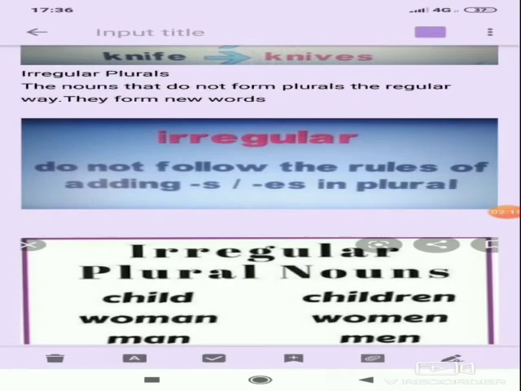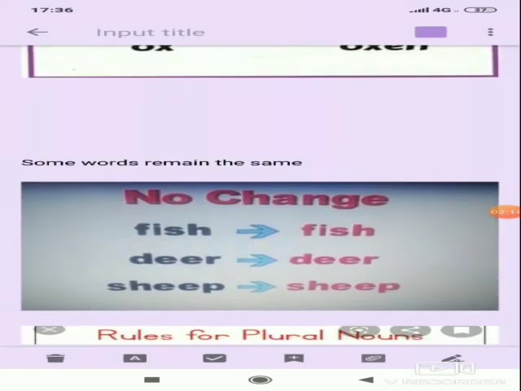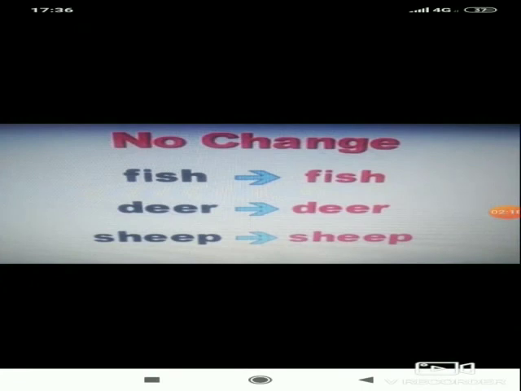And certain irregular plurals also have no change in them; the singular and the plural are both the same. Like for example, the first one, fish, we say fish only. Deer just remains deer in its plural form also. Sheep, sheep. And one more example, aircraft, aircraft. So all these just remain the same. They do not have any other plural form.